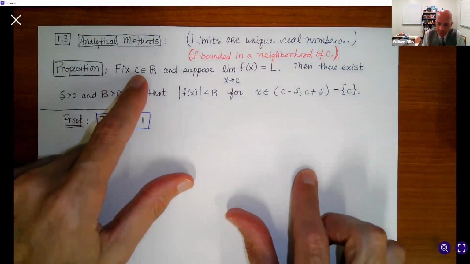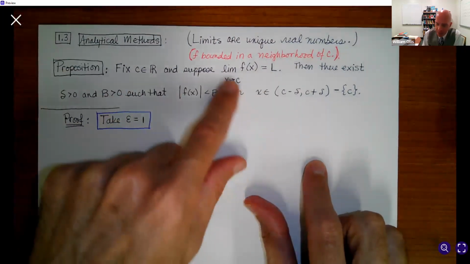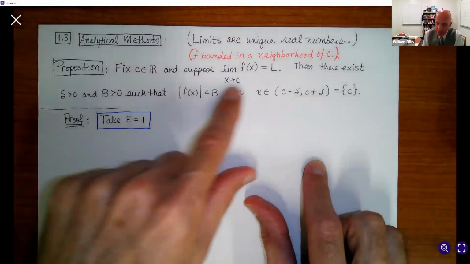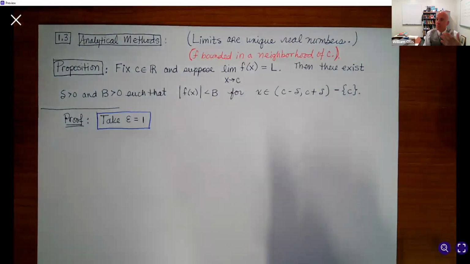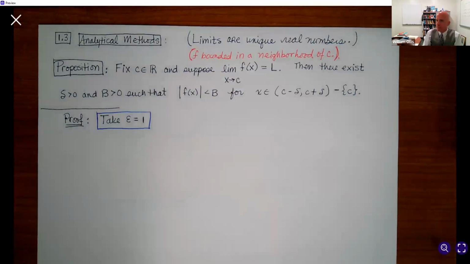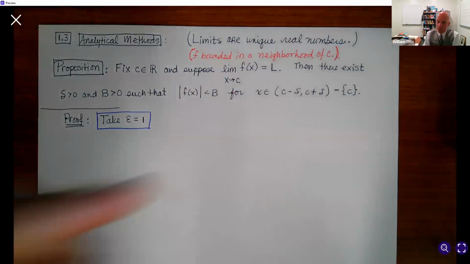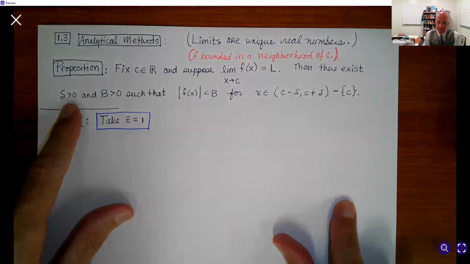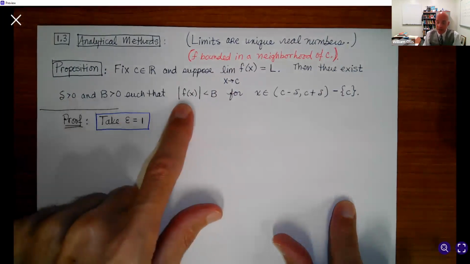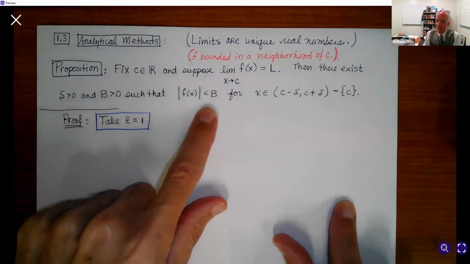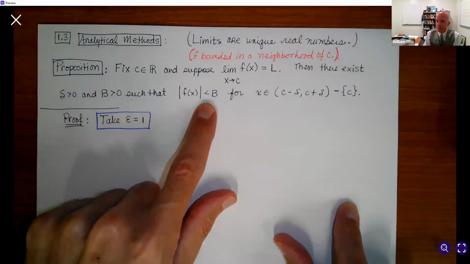So if we fix a C, X is approaching C. So we look at this and we say F has a limit L as X approaches C. So we're saying that our function behaves well at C. So as X approaches C, we get a real number. We call it L. Then there exists a delta greater than 0 and a B greater than 0 such that the function is bounded. That is, the absolute value of F is less than B.